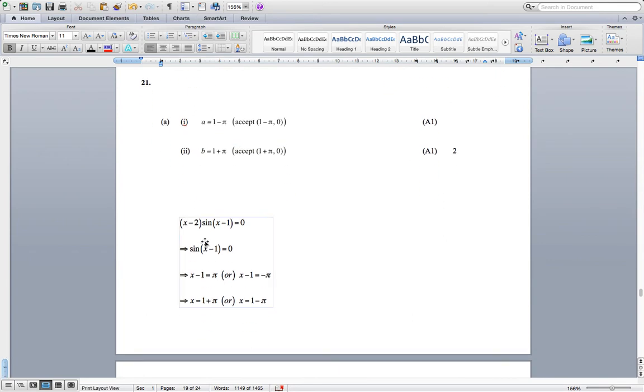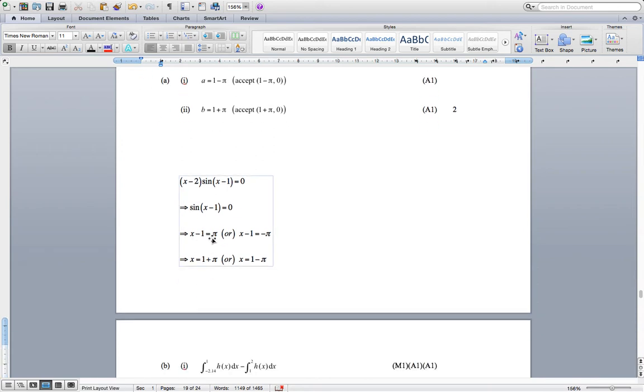So (x minus 2) times sine of (x minus 1) equal to 0, which means sine of (x minus 1) equal to 0, which means x minus 1 has to be either pi or minus pi. It can't be 2 pi, because it's outside the limit. So then x has to be either 1 plus pi or 1 minus pi. This is how you solve this particular subdivision.